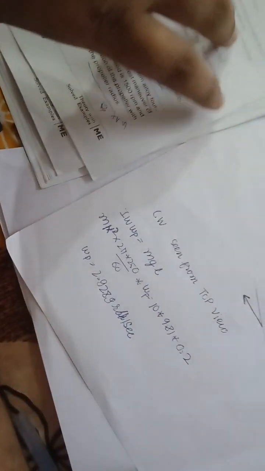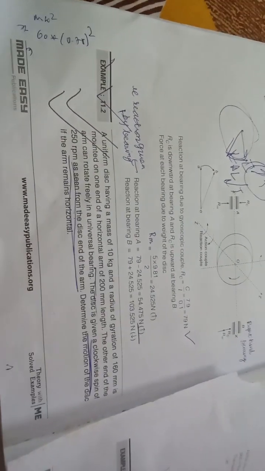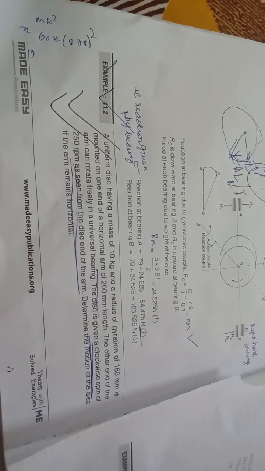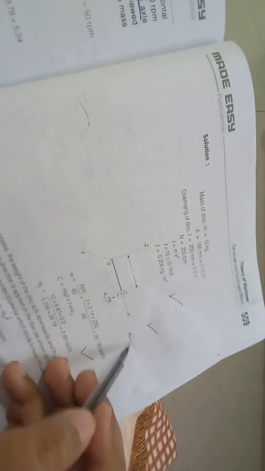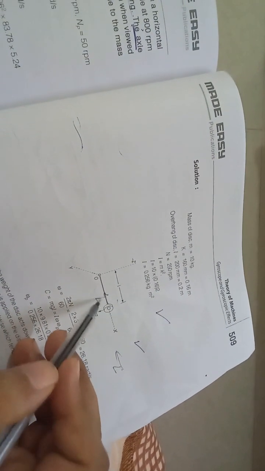For finding the direction, you have to see the clockwise spin from the disc end of the arm. From here, it is clockwise, so L is in this direction. L is in this direction. Horizontal means along this L.